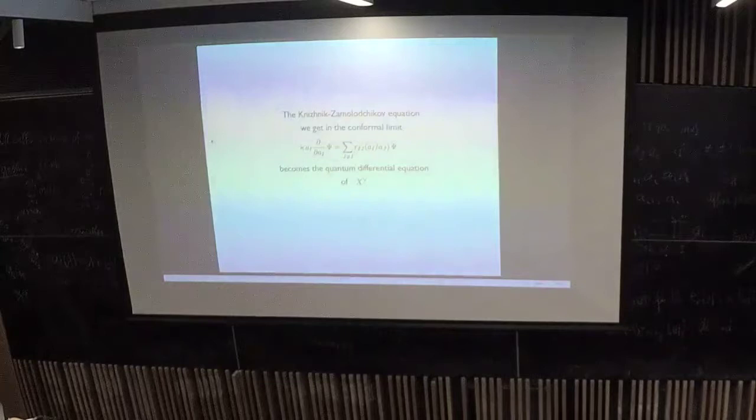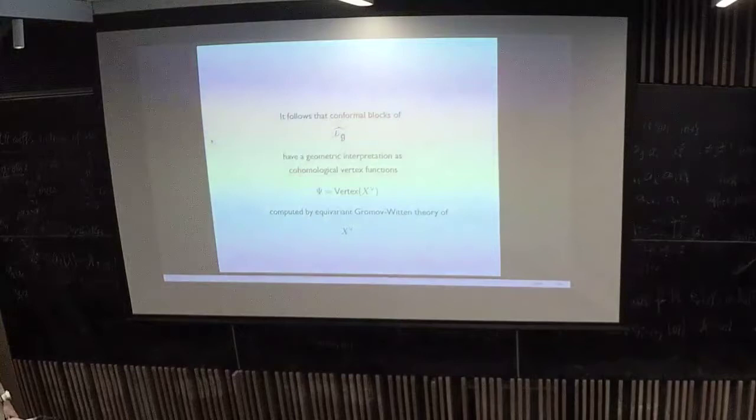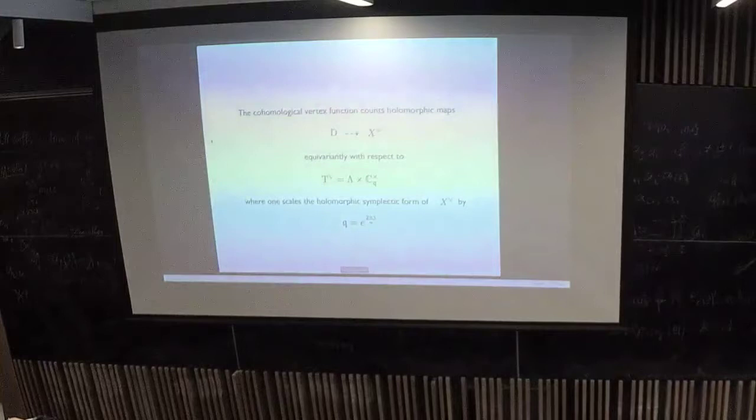So the Knizhnik-Zamolodchikov equation that we get is simply the quantum differential equation of X check in a given sense. So conformal blocks are cohomological vertex functions, also called J functions, if you want, computed by equivariant Gromov-Witten theory of X check. This vertex function counts holomorphic maps from the infinite disk to X check, where you work equivariantly with respect to now the dual torus that encodes the weights of the Verma module, and what's left of it scales the holomorphic symplectic form of X check with parameter Q. I didn't quite explain why it comes out, but it just simply comes out from the precise limit you're taking in taking quantum K-theory to quantum cohomology.